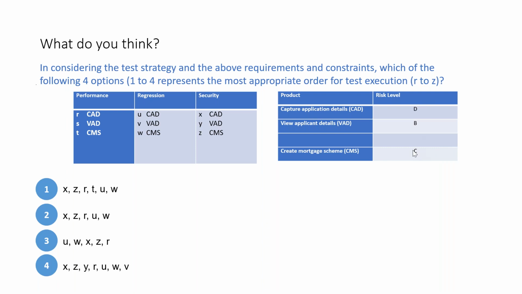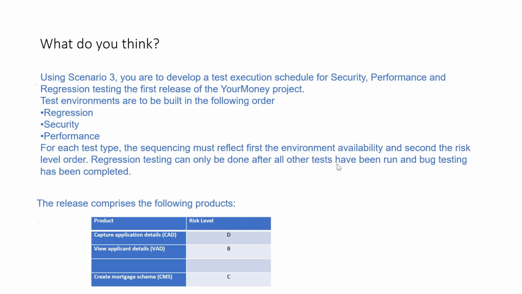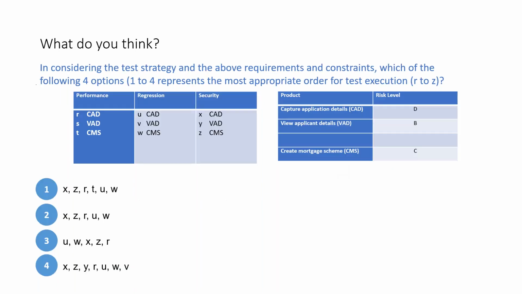And we know test environments, regression environment will come first. Again, I have to go back. Security comes second, performance, but regression test can be completed only after bug fixes are done. And the related things: capture application details is D, create mortgage scheme is C, and view applicant details is B, risk levels. So all these things, there is a risk level, there is a constraint, and there is a test environment order in which things are happening.